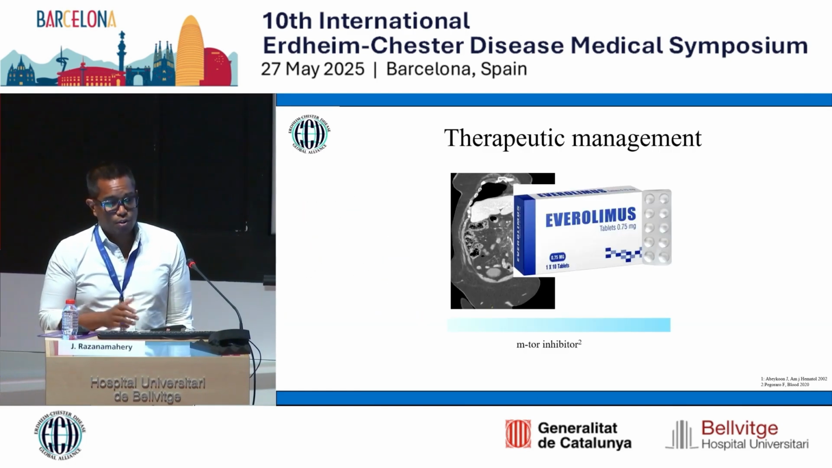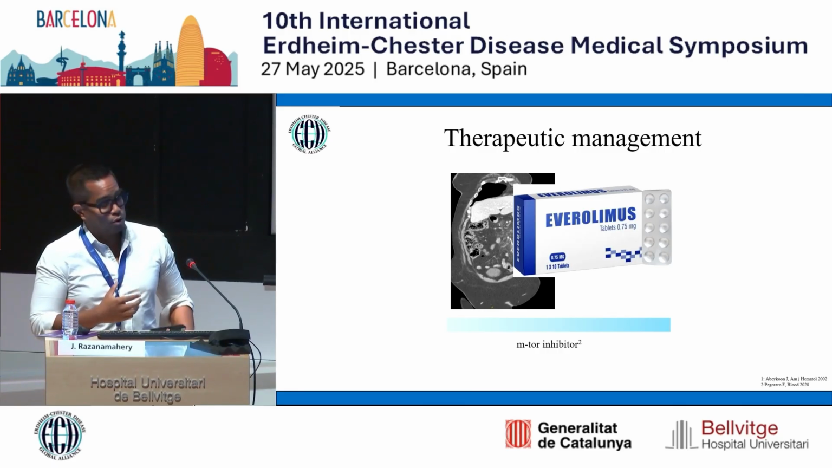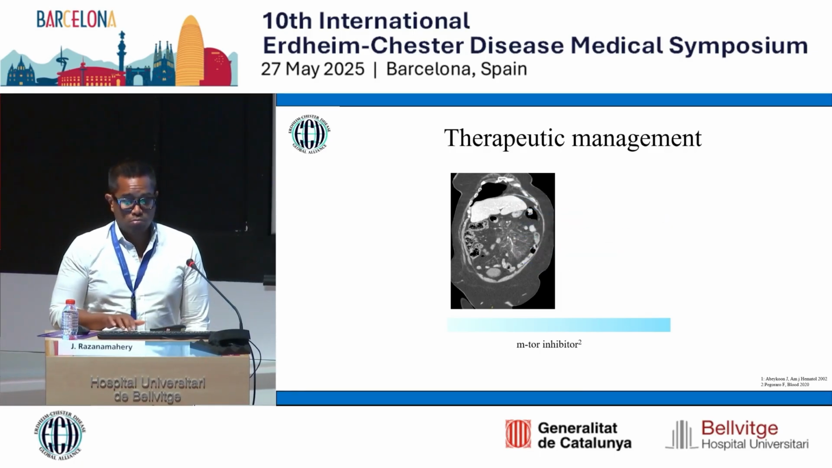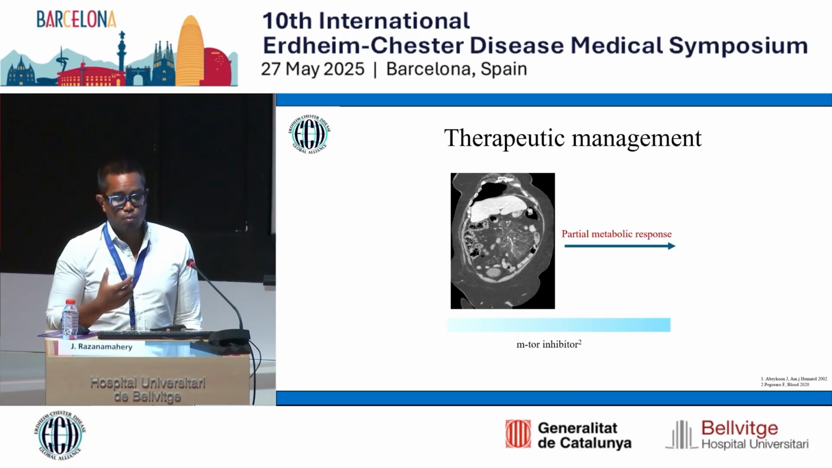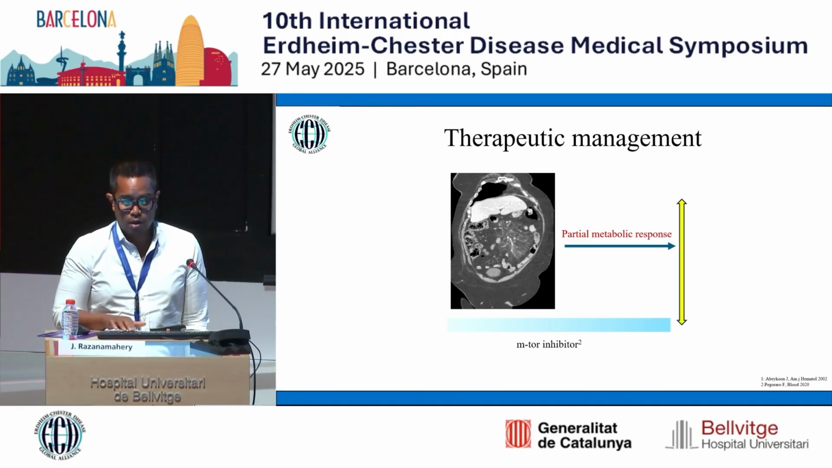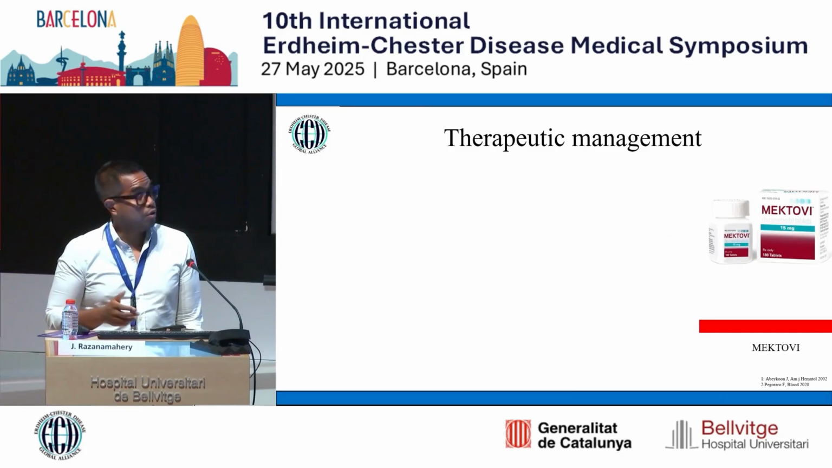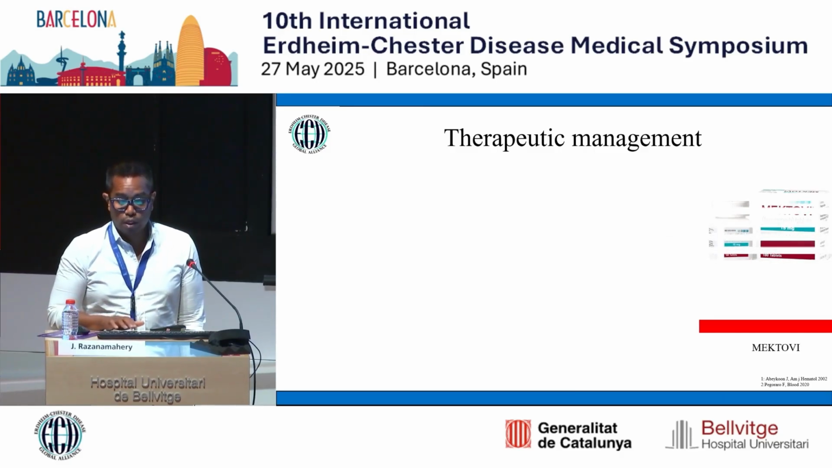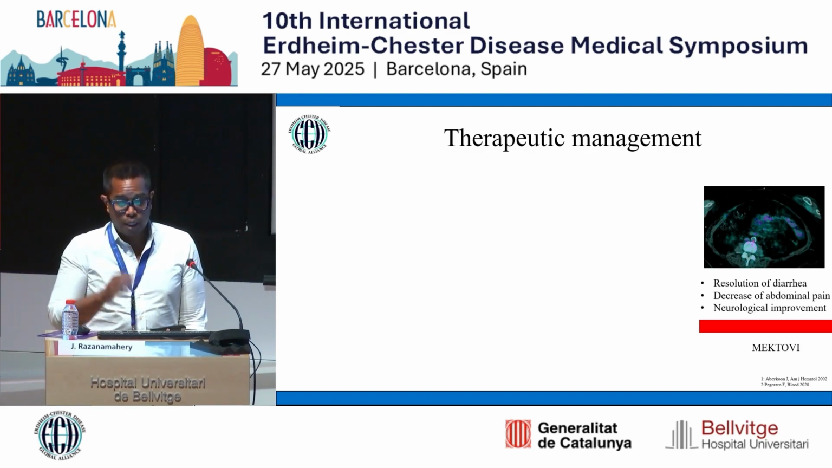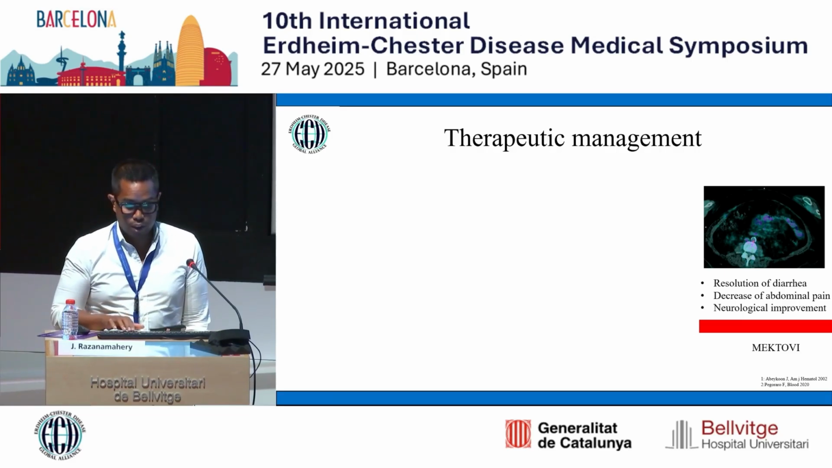So, because the main issue for the patient was abdominal pain, we tried the mTOR inhibitor. It led to a partial metabolic response on the PET-CT, but the patient gained some weight, so we had to stop the treatment. So we didn't really know what to do at that time, and we tried another MEK inhibitor, which was really well tolerated with a perfect PET-CT, and the patient has no diarrhea, no abdominal pain, and a neurological improvement with that treatment.